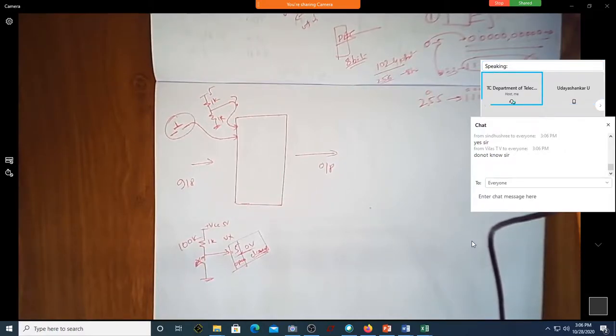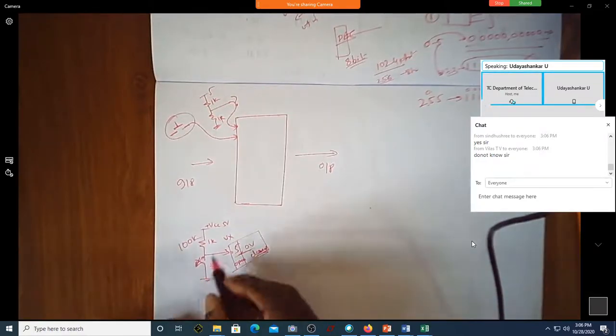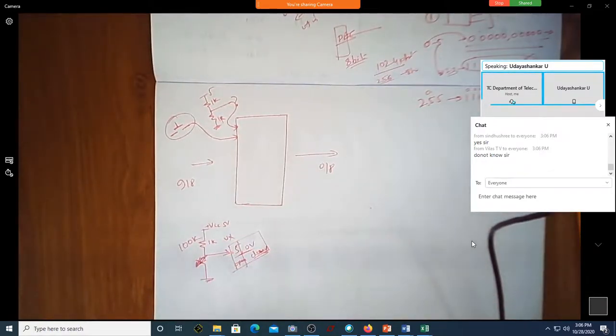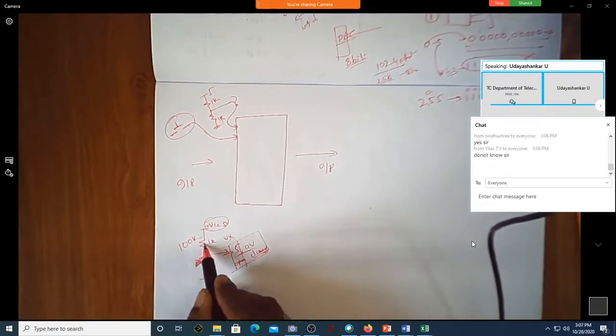No, it's fine. I just want to confirm what you know. Sir, when it is grounded, it will be 0. That I know, when you ground it, it is 0. But what about this 5 volt? Where will that 5 volt go?